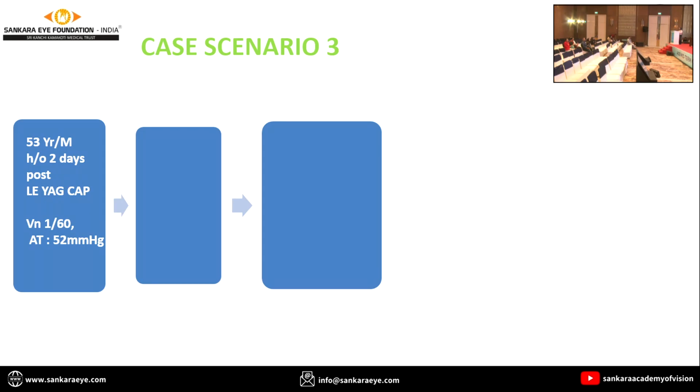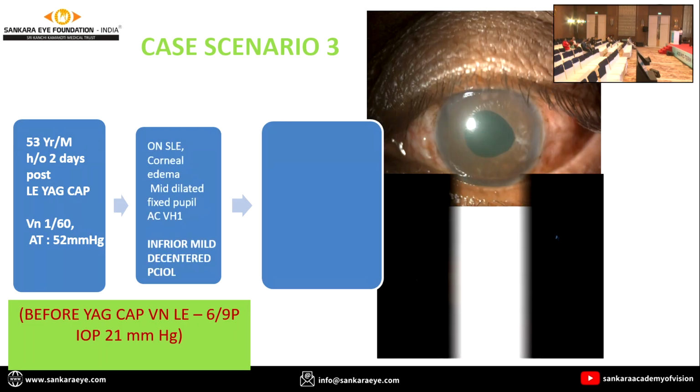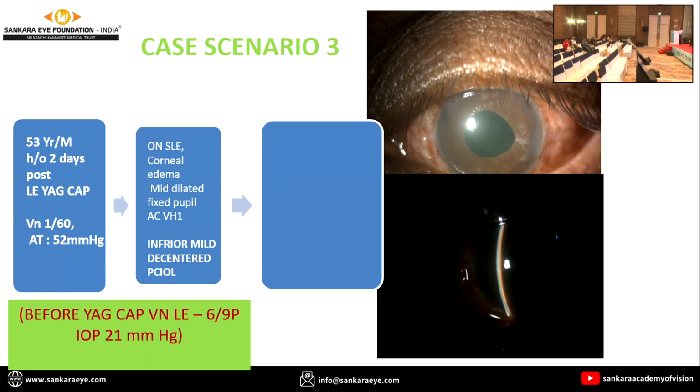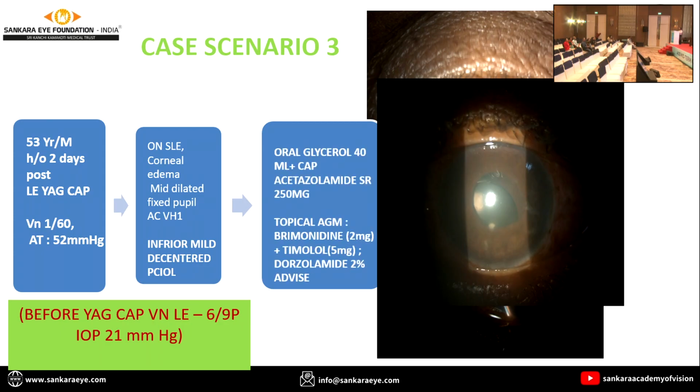A 53-year-old male, history of 2 days post left YAG capsulotomy. Vision became 1/60. IOP was 52 millimeters of mercury. Before YAG capsulotomy, vision was 6/9 partial. IOP was 21 millimeters of mercury. On slit lamp examination, corneal edema, mid-dilated fixed pupil. AC was very shallow, but the patient has an inferior mildly decentered PCIOL. We gave oral glycerol, acetazolamide, topical AGM.